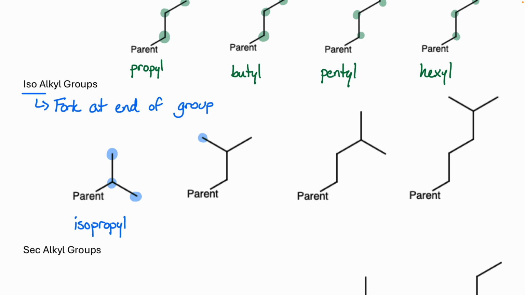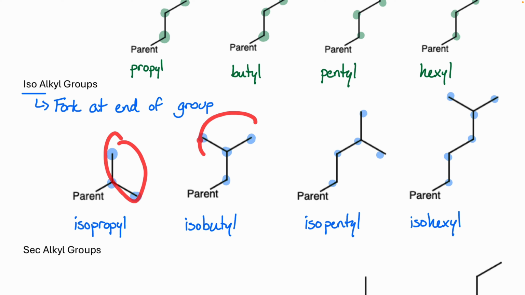If we have 4 carbons with the fork at the end, this is an isobutyl group. And I think that you see where I'm going here. If I had 5 carbons total with that fork on the end, what would that be? An isopentyl group. And then lastly, if it's all the way at the end with a total of 6 carbons, that would be an isohexyl group. All right, so these are our iso groups here. We recognize an iso-branched alkyl group because it's got this little fork, these little 3-carbon prong at the end of that substituent.